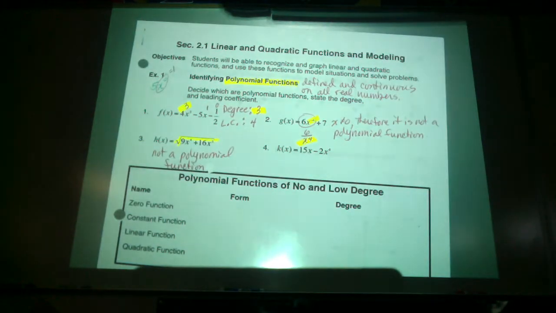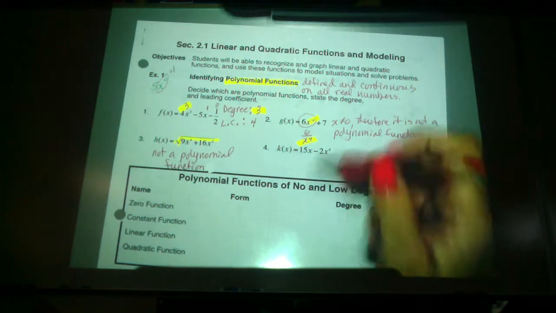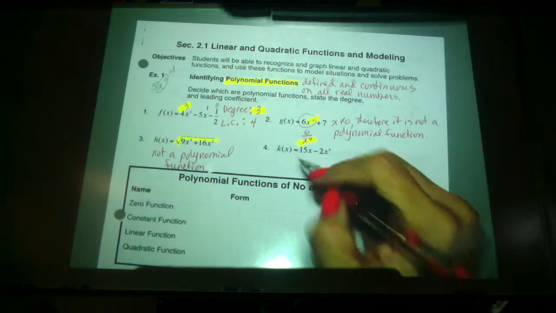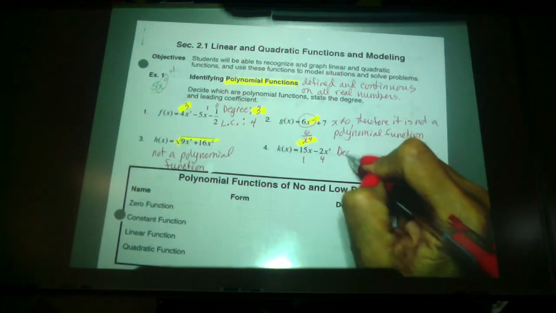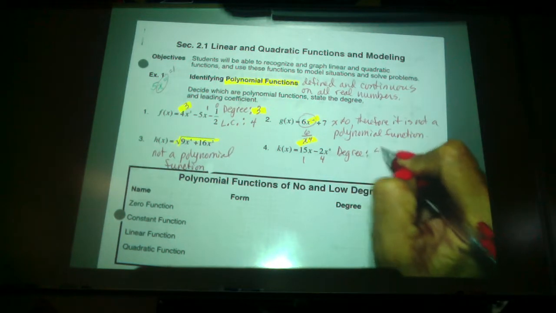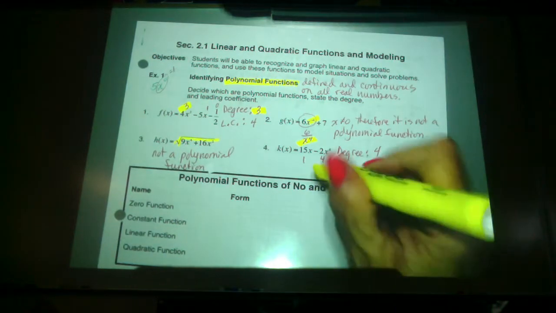Well, what about number 4? Yes or no? Yes. So what's the degree of 15x? 1. What's the degree of negative 2x to the 4th? 4. What's the degree of the polynomial? So the overall degree is 4 because this had the highest degree.